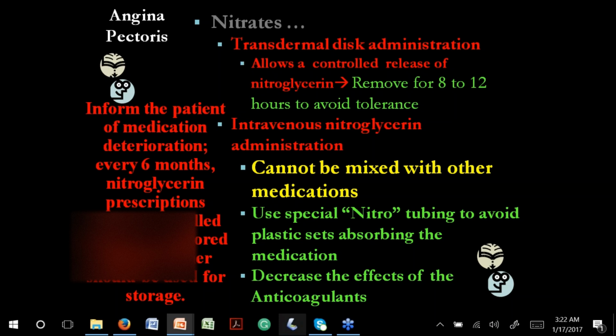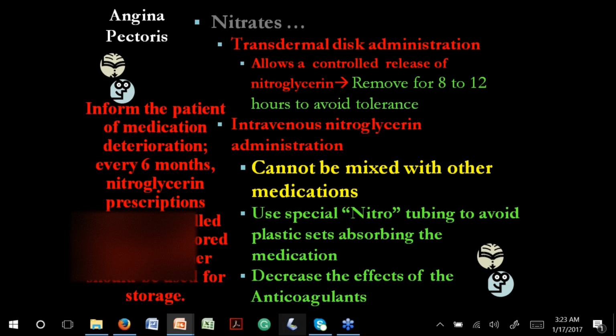So the nitroglycerin is going to decrease the preload and the afterload. So that is how we do it in the morning. And then at night, we are going to remove it because the patient is at rest. The heart is not working as much as in the morning. So we need to remove it for about 8 to 12 hours. And this is in order to prevent tolerance.